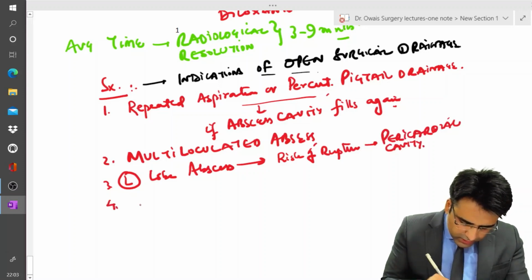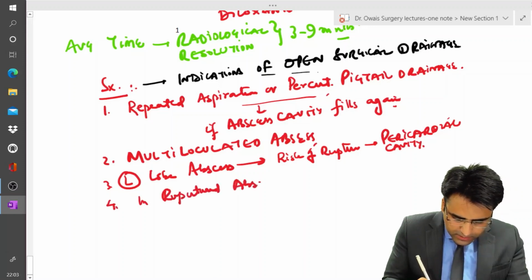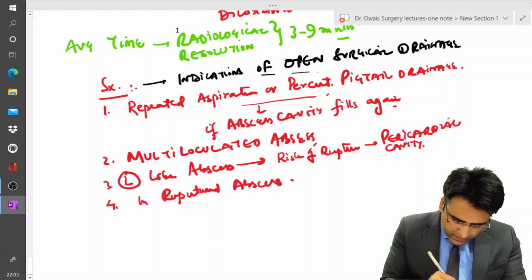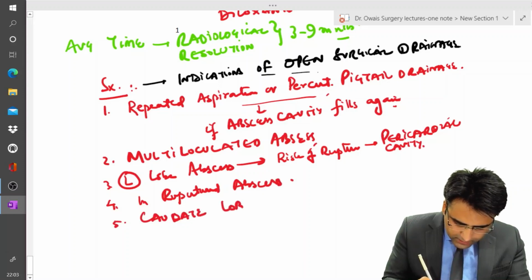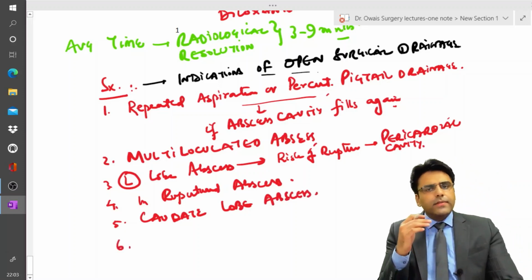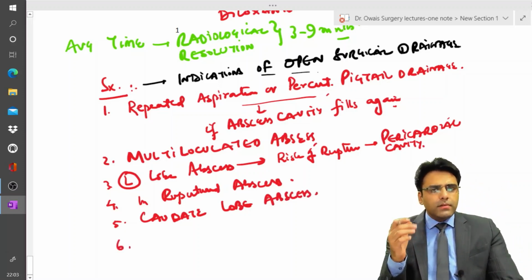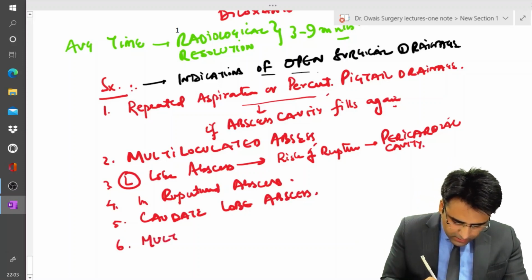Now, the fourth indication is in case of ruptured abscess. If there is a ruptured abscess, then we have to go for open surgical drainage. After this, in caudate lobe abscess, and then if there are multiple abscesses in the liver, we have to go for open surgical drainage.